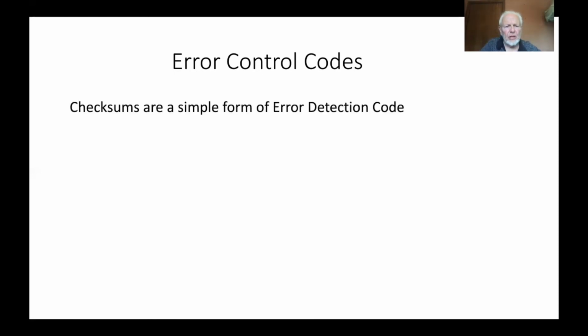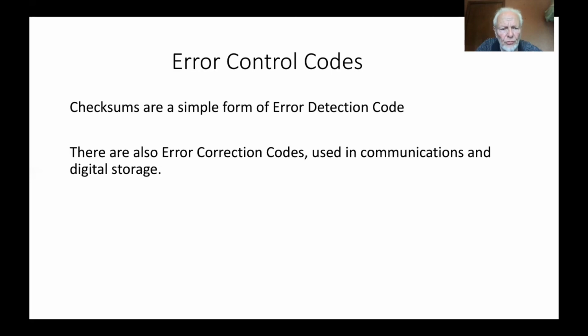So checksums are simple forms of error detection code. That is to say, they detect errors. There are also error correction codes, which not only detect that an error has happened, but what error has happened, and are therefore able to correct it. You need more check digits for that, of course. And they're widely used in the modern world in communications and digital storage.